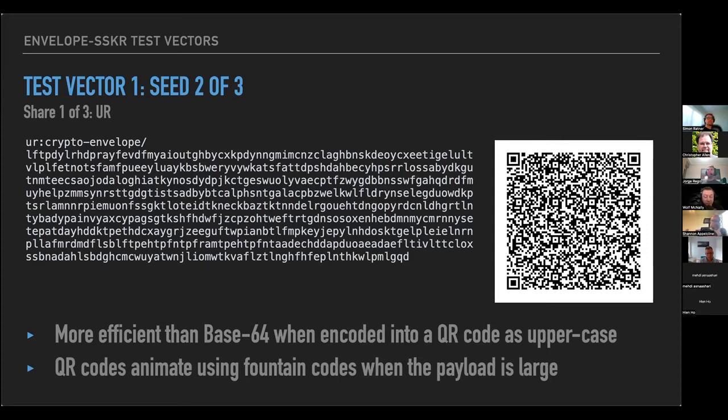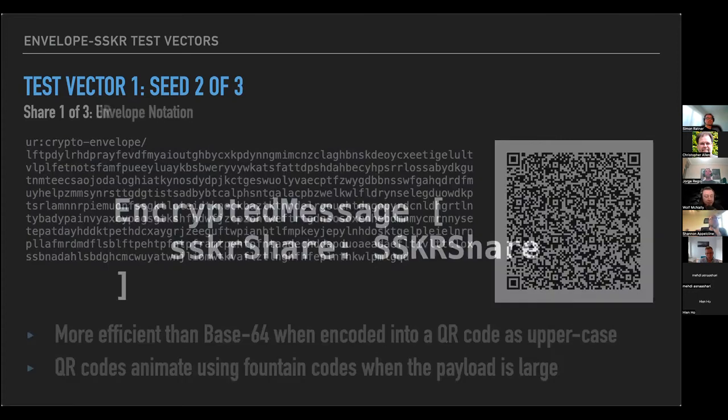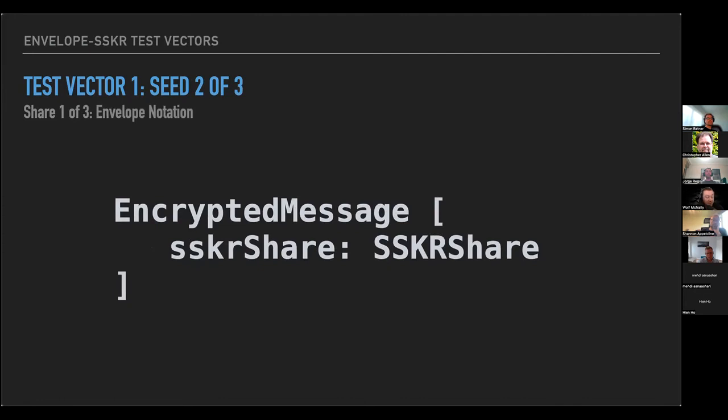This is one of the 3 shares in the test vector. So let's look at it from what's called the envelope notation point of view. Envelope notation is just very simple. Remember, I said that it's a subject and then a series of assertions, which are predicates and objects. And here we have the subject is an encrypted message. It's ultimately the SSKR seed payload that's been encrypted, and then it's got a predicate which says, here's an SSKR share you might need to decrypt this, and here's the SSKR share. That's the object. And you'll see this reflected when we look at the other things.